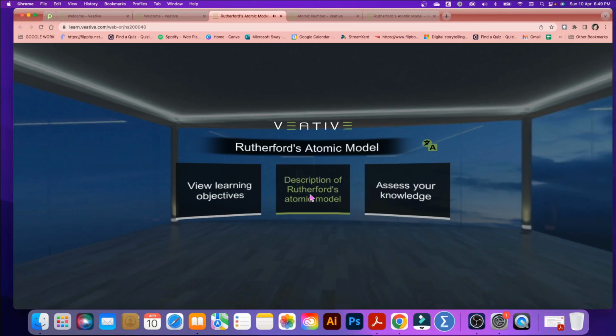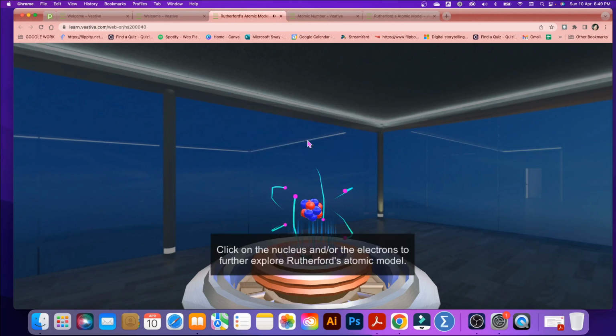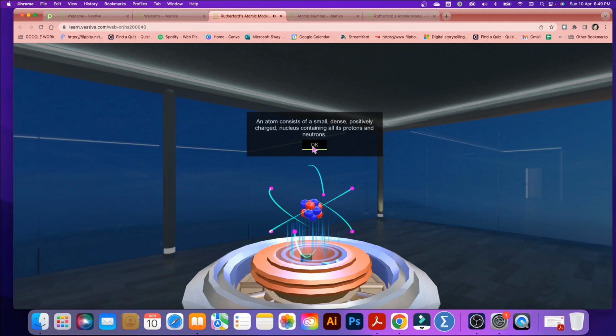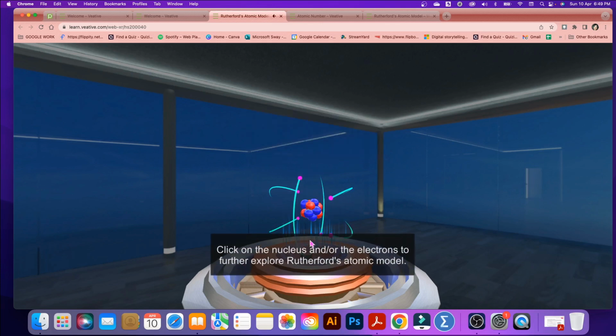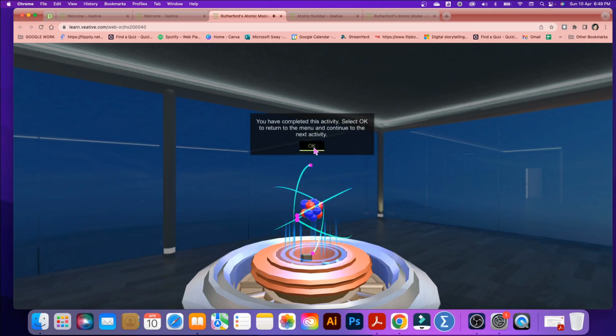Description of Rutherford's atomic model. Here we have Rutherford's model of an atom. Click on the nucleus and/or the electrons to further explore. An atom consists of a small, dense nucleus. The electrons are revolving around the nucleus. You have completed this activity.